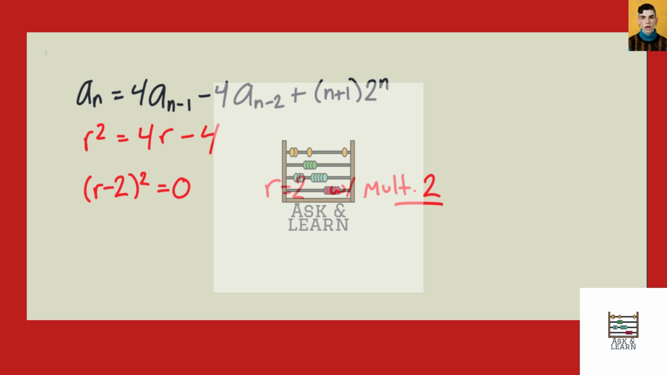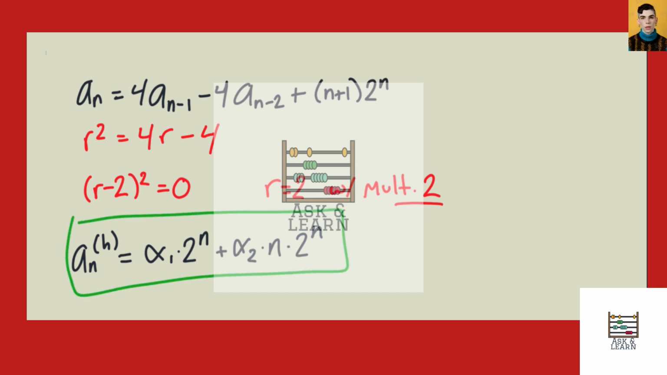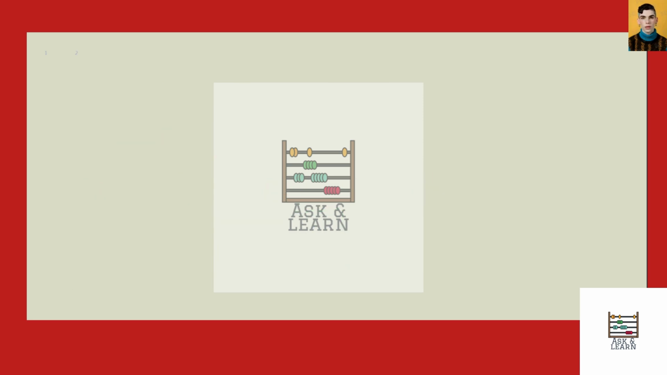So then the solution to the homogeneous portion, and we'll put a little h here to remind us that it's just part of the solution, is going to be alpha 1 times 2 to the power of n, added to alpha 2, and since it's the same root with multiplicity, we'll multiply it by n and then by 2 to the power of n. Okay, so this is our homogeneous solution, and we move on to the particular solution.